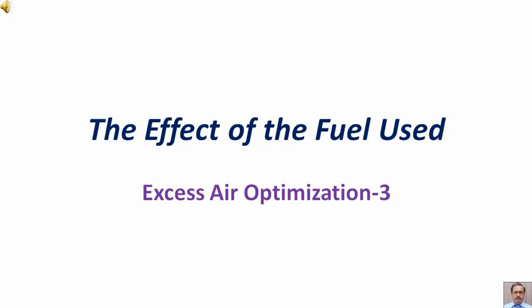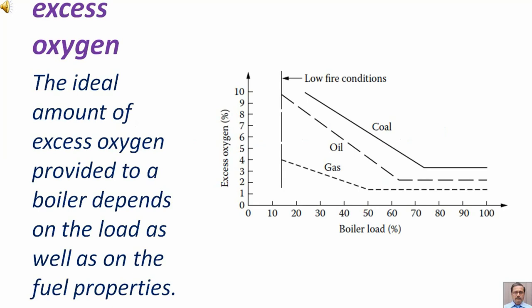The effect of the fuel used. Excess air optimization, Part 3. The ideal amount of excess oxygen provided to a boiler depends on the load as well as on the fuel properties.